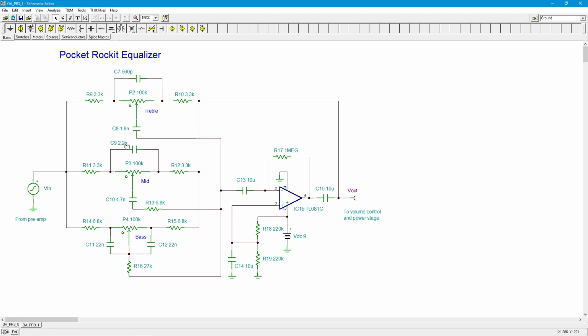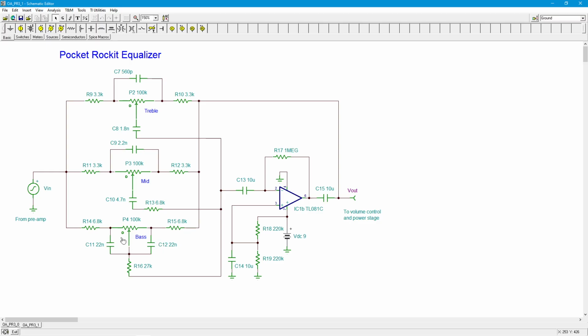Of course, that would be required down here for the mid-range. The mid-range is essentially the same thing that we see for the treble. Obviously, the cap values are different because the frequencies of interest are different, right? We're going to go to a lower set of frequencies. On the bass, it's a similar thing, except at really high frequencies, what's going to happen is C11 and C12 are going to short across the pot. And all you're going to have for gain is the R14, that's 6.8K, and the R15, that's 6.8K. In other words, a gain of 1.